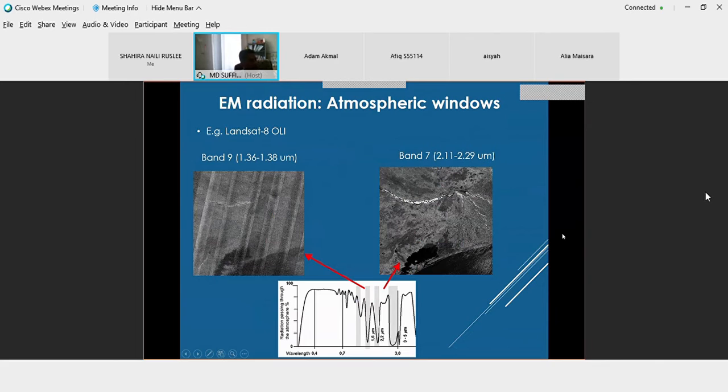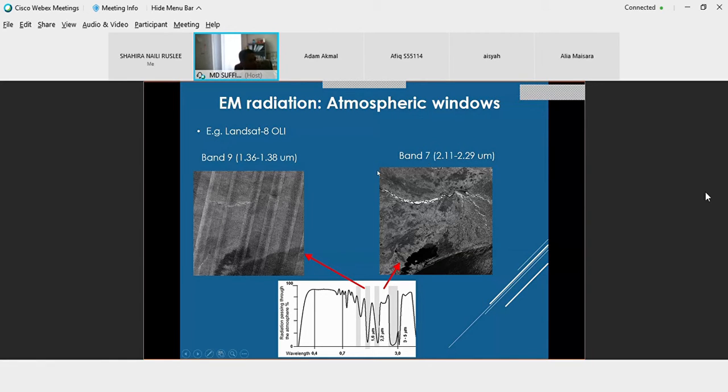So this one example kalau kita tengok kat sini, band 9 ni Landsat 8, Operational Land Imager dipanggil, dia punya resolution is about 30 meter, ada yang 60 meter. So band 9 is 1.36 to 1.38. So kalau kita tengok kat sini, dia tak nampak earth features, because of the intensity of light that reflected from the Earth surface is very very weak.